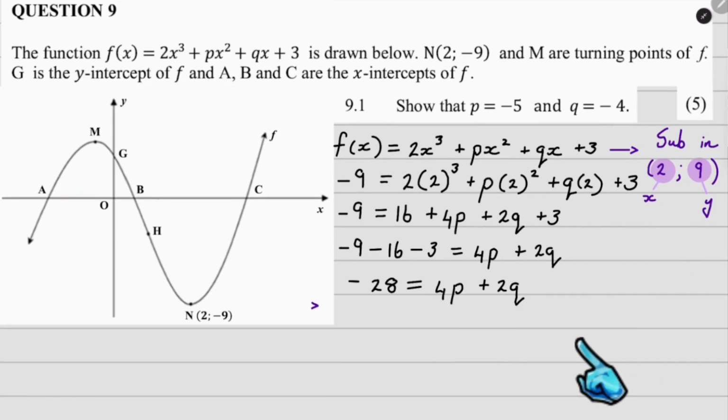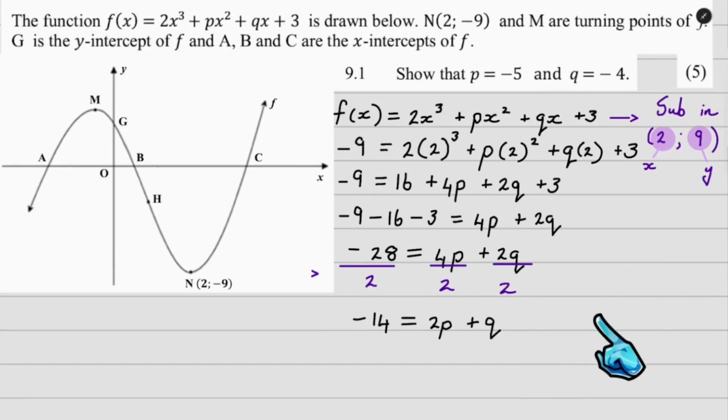And I see a little bit more simplification that can happen. I can divide everything by 2 just to make my life a bit easier. Okay, so that pretty much wraps up the first equation. Now, to get the second equation is a bit of a challenge. You've got to know your stuff to get the second equation. So we've been given the coordinates of a turning point.